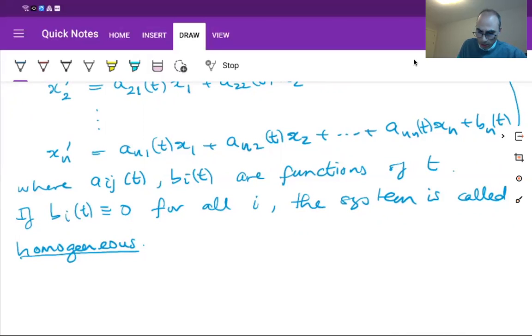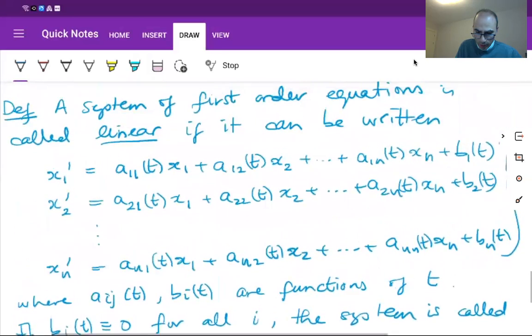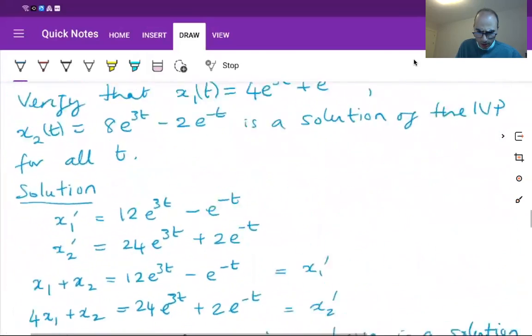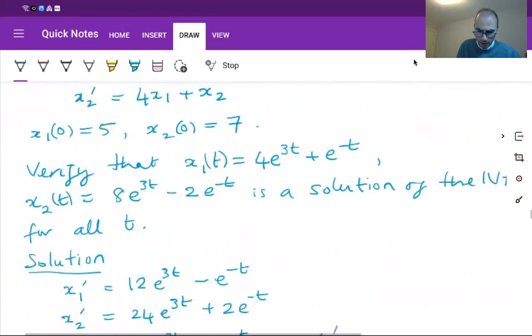In fact, the second example of a system of equations we gave was linear. If we go back to that system of equations here, this is a linear system, and you can also see that it is homogeneous, so there are no b_i terms. So this is a homogeneous linear system.